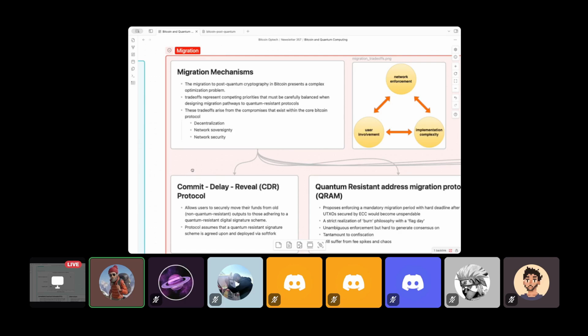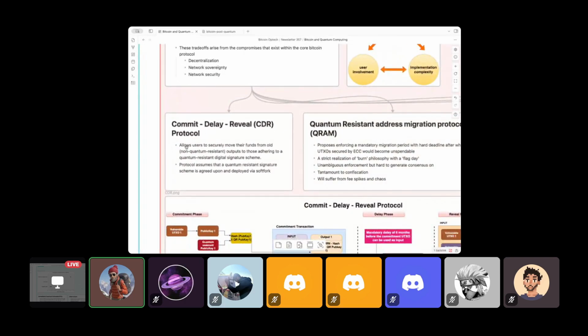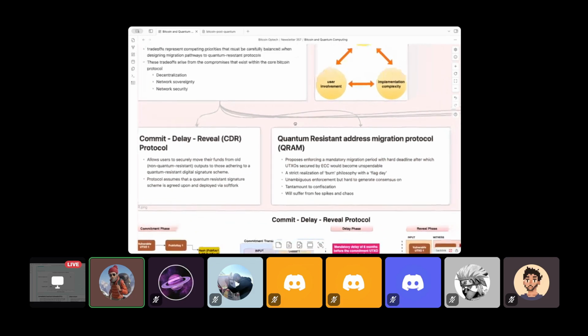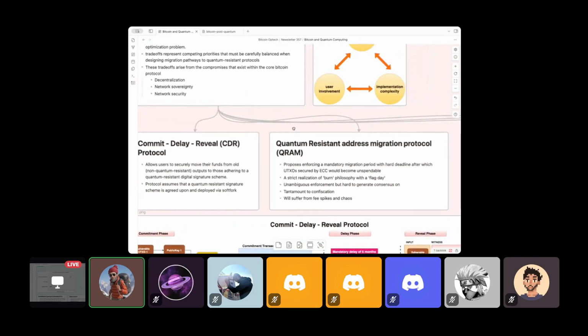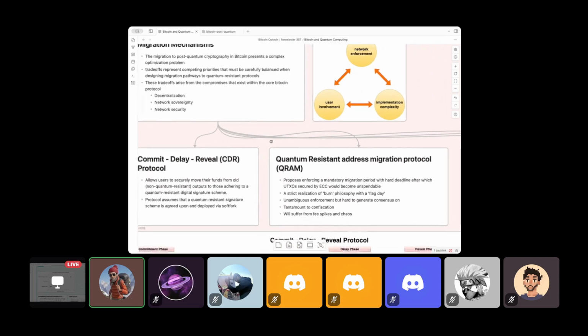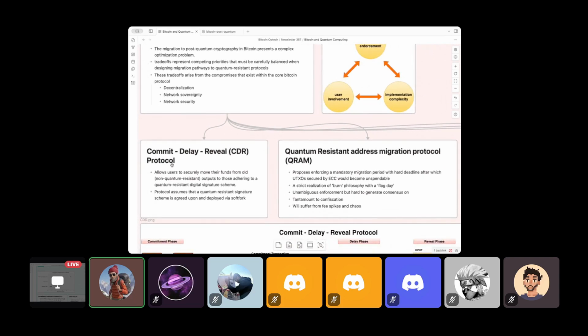So what options do we have in front of us? We have something called the commit delay reveal protocol. Very complex stuff, a complex implementation. It gives enough time for the user to learn or understand this stuff and gradually migrate his stack to a post quantum protocol.